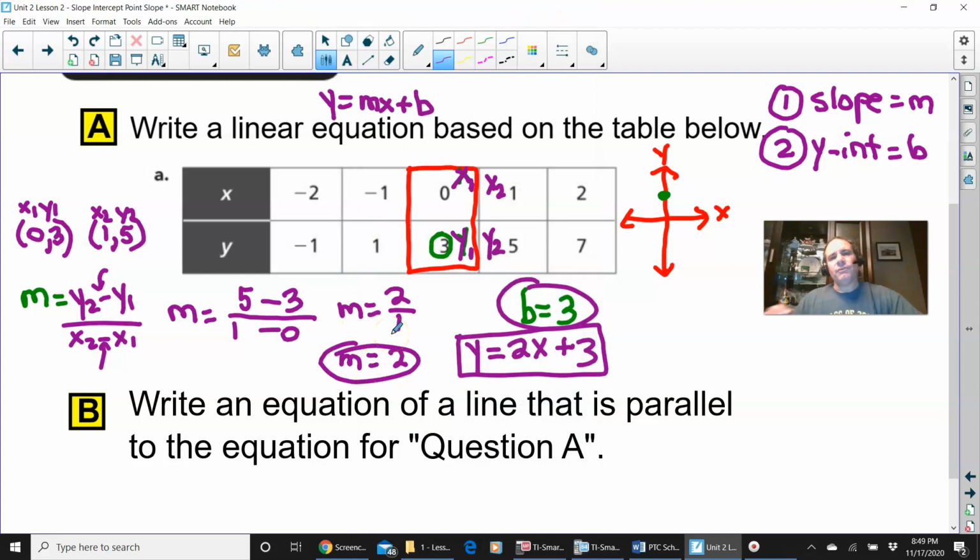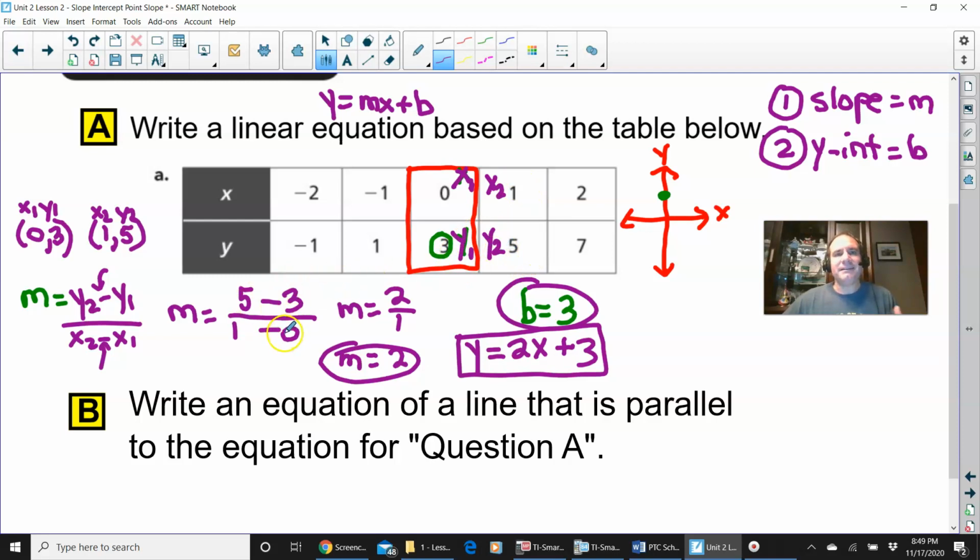All right, so realize that I picked any 2 points on this table. I could have picked the first 2 points, but why do you think I didn't? I need 2 points to figure out slope. Why do you think I didn't pick the first 2 points? If you're saying, yeah, there's negatives there, that is true. I try to avoid all negatives, and I also go for, if there's a 0 as part of the coordinate, I usually pick that. So I picked 0, 3 and 1, 5.